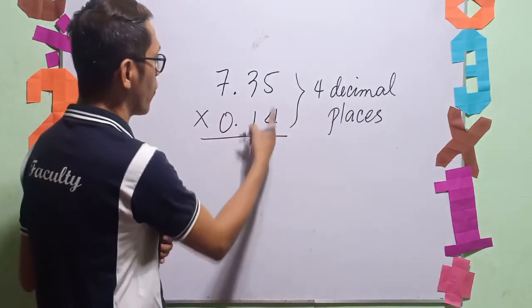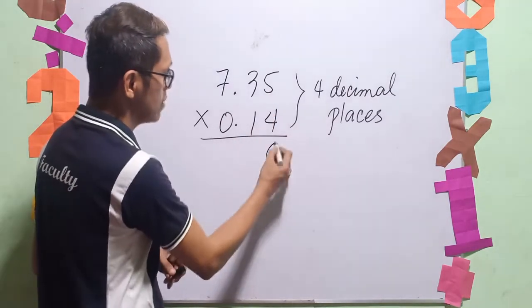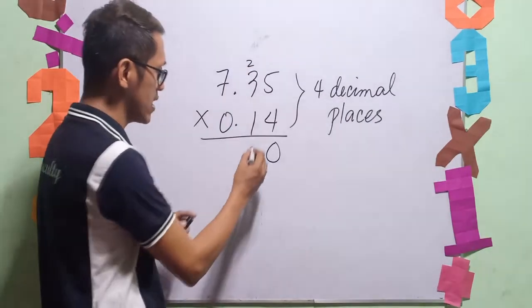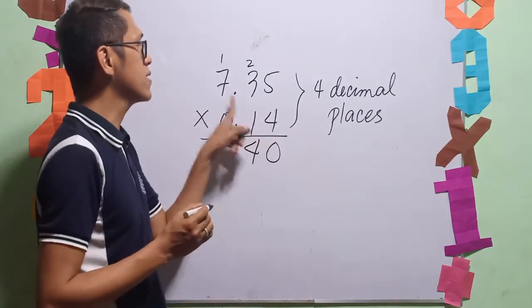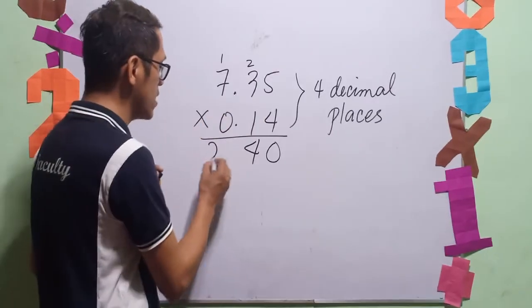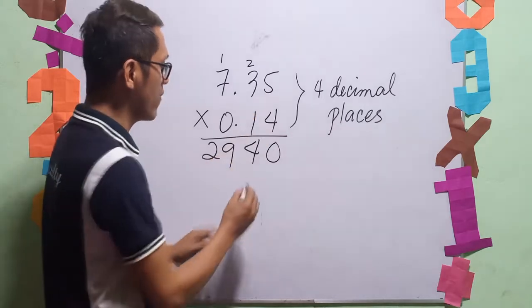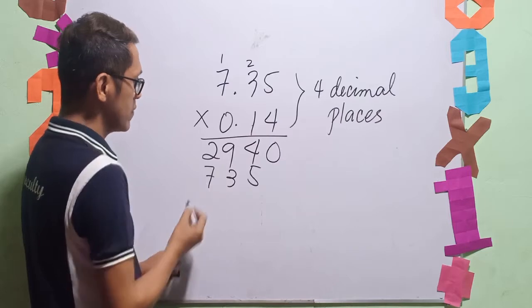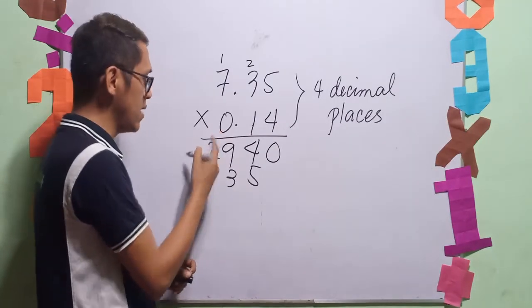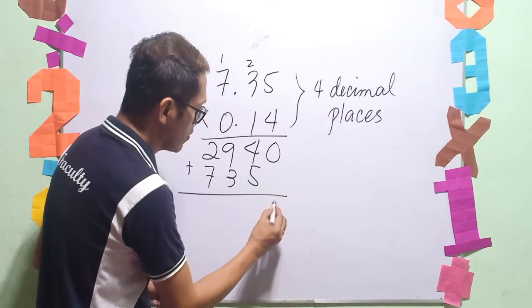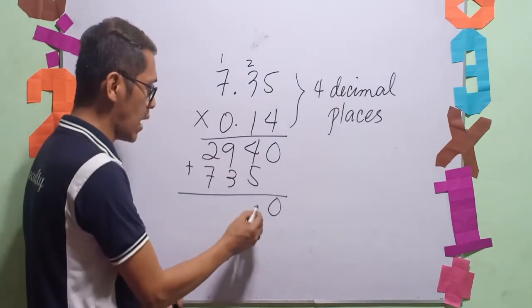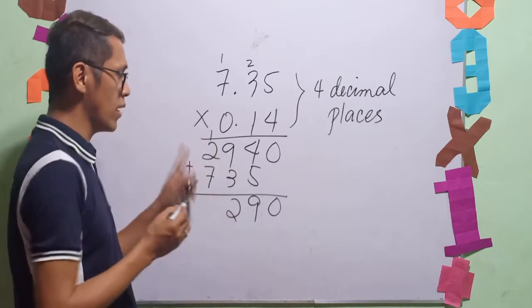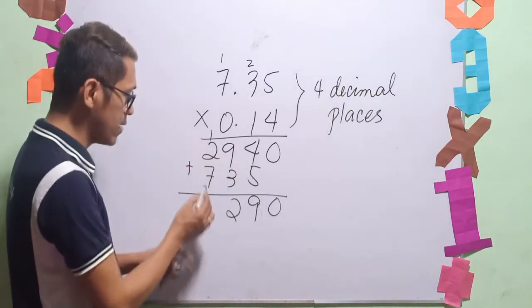So let's start with 4 times 5. That's 20. 0 carry 2. 4 times 3 is 12 plus 2, 14. So 4 carry 1. 4 times 7 is 28 plus 1 is 29. Next is 1 times 5 is 5. 1 times 3 is 3. 1 times 7 is 7. This is 0, so no need to multiply this. So let's add now. 0. 4 plus 5, that's 9. 9 plus 2, that's 11. Then 1 plus 2 plus 3, 7. That's 10.